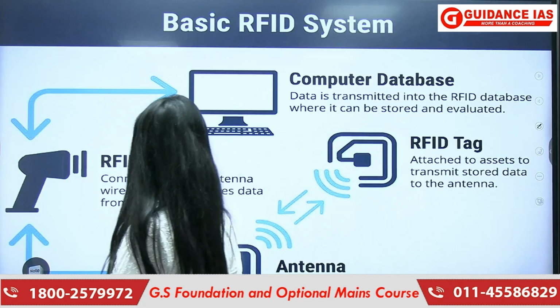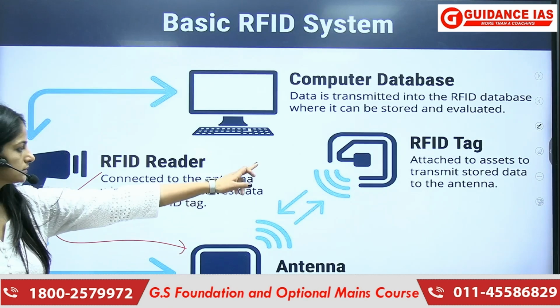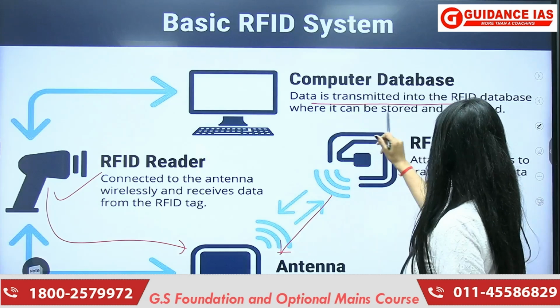As you can see here, we connected with antenna, okay? And it receives the data from the RFID tag. Right? The RFID tag, it receives this information. Then what happens? Data is transmitted into the RFID database where it can be stored and evaluated.